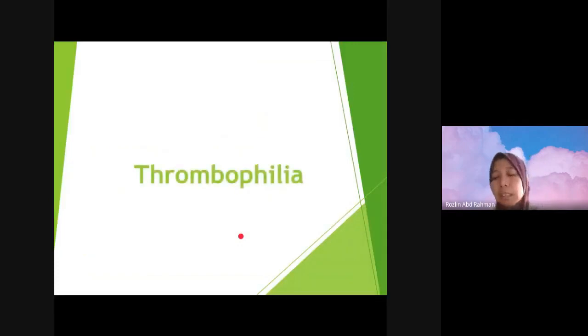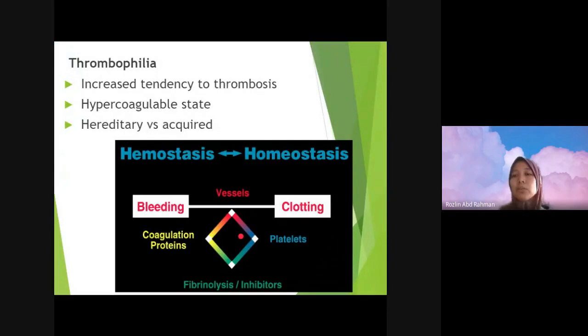Okay, so last part is on thrombophilia. Thrombophilia, this is when you have an alteration in the normal blood constituent. You can get the tendency to form blood clot, which is another term for that, thrombosis lah. Okay, so thrombophilias are disorders of hemostasis that increase your tendency of blood to clot, hypercoagulable state. Okay, it can be inherited, it can be acquired. Okay, alright. So okay, thrombophilia ni increased tendency to thrombosis.